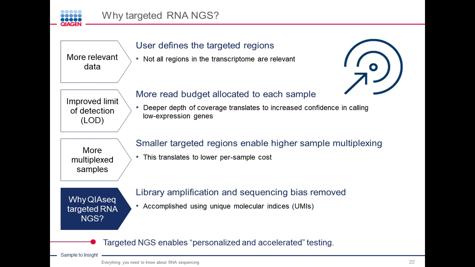So the final point, why would you perform QIAseq targeted RNA NGS? Basically because all library amplification and sequencing bias is removed through the usage of unique molecular indices.